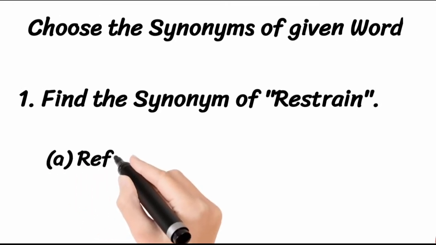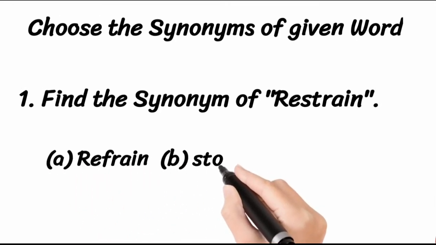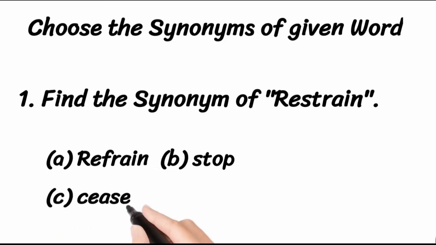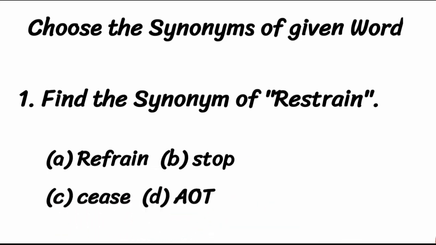Option A, refrain. Option B, stop. Option C, cease. Option D, all of these. Restrain is a verb जिसको हम उर्दू में कहते हैं रोकना. So all these given options like refrain, stop, cease, all these words also mean rokna. So all are synonyms of one another. That is why option D is correct. All of these are synonyms of the word restrain.